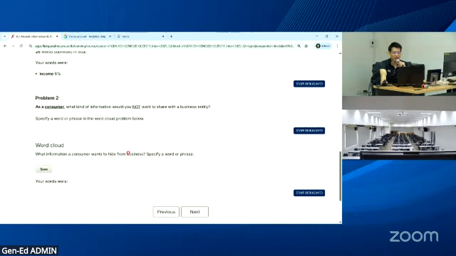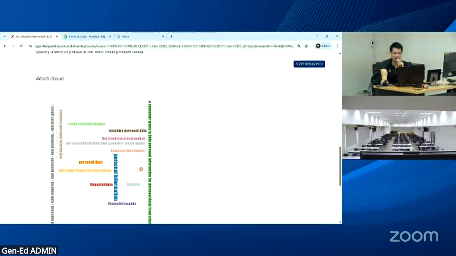And problem number 2, as a consumer, just switch side a little bit. As a consumer, what kind of information would you not want to share with a business entity? For example, if some businessman come to me and ask that question, I would not give him an answer. Now, in my opinion, also income. If someone asks me how much do you get each month, I feel very uncomfortable to answer. It's a sensitive question that many people don't want to disclose. So the income, in my opinion, is the information I don't want to share with business entity.